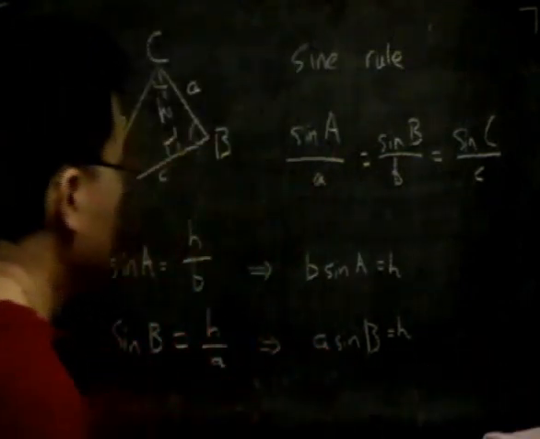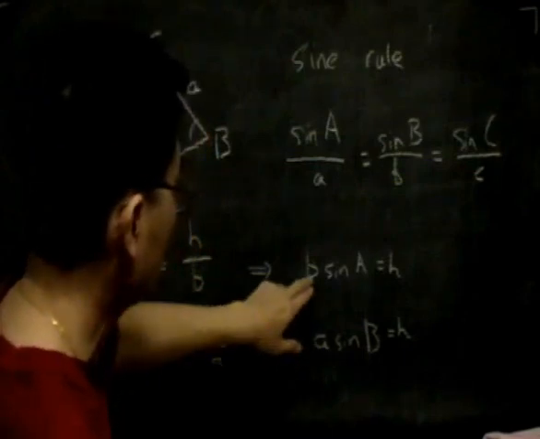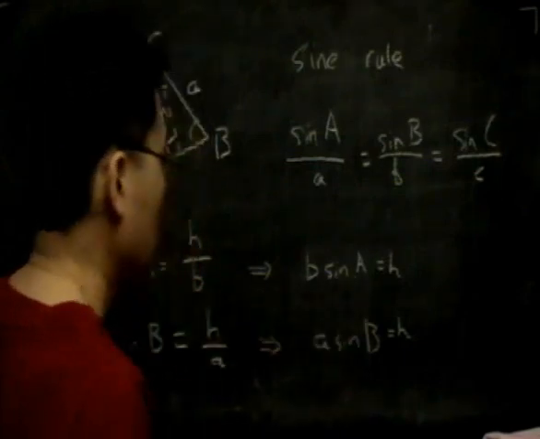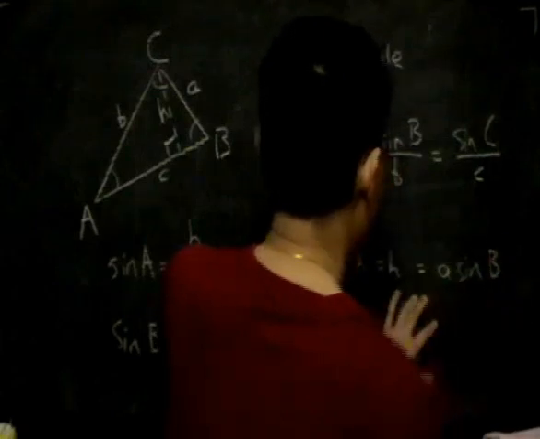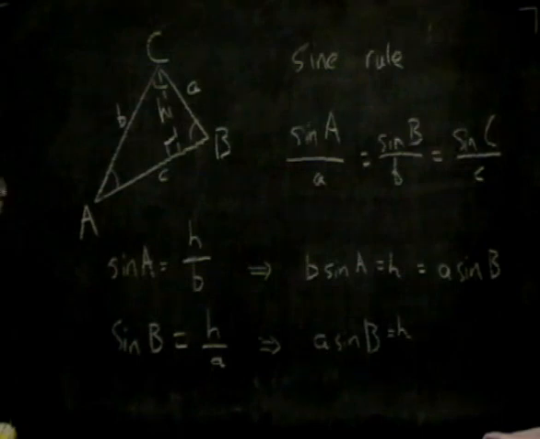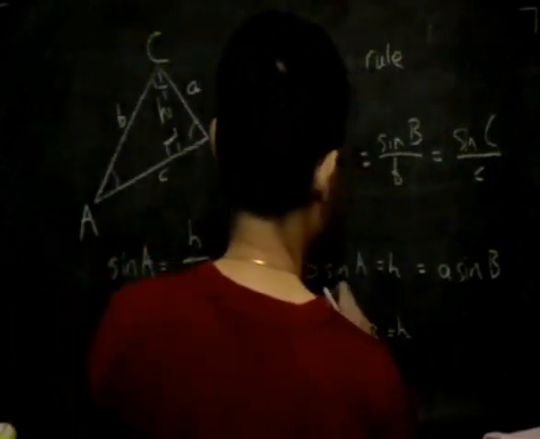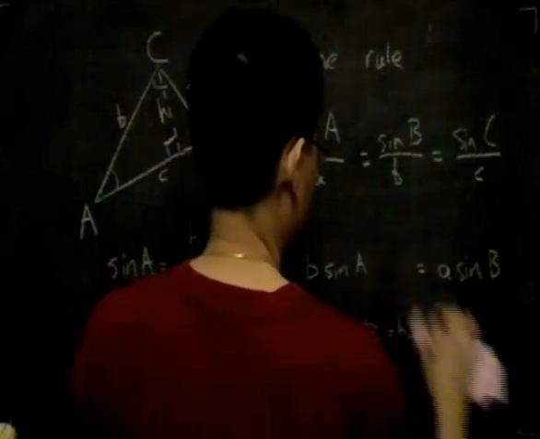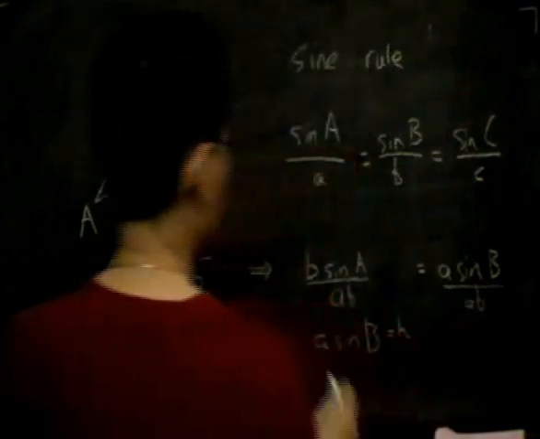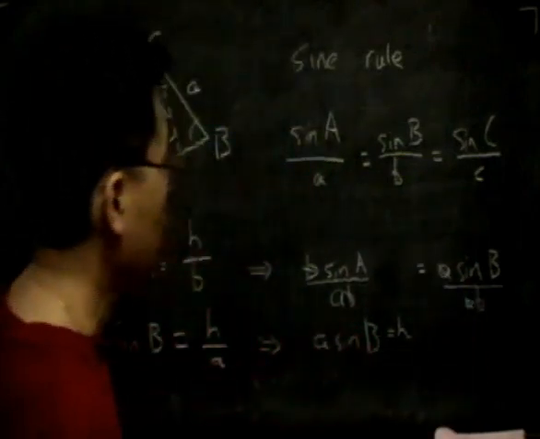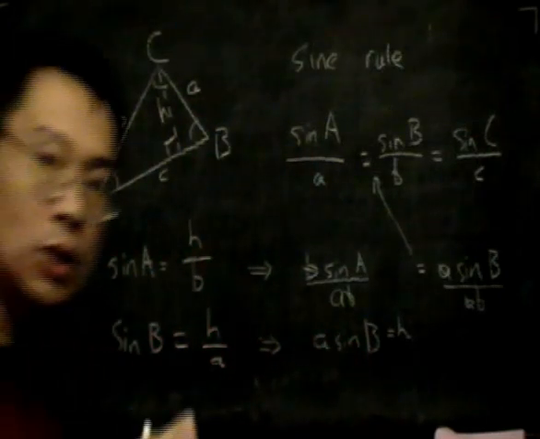Running short of space here. So if I now write down these two expressions in an equation, I can say b sine A is equal to a sine B. Then if I divide both sides of this by ab, let me now drop the h there, you see that the b here cancels and the a there cancels, and you end up with that equation. So this is how the sine rule comes about.